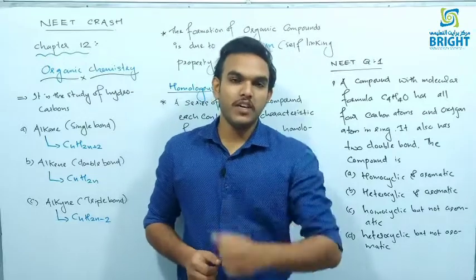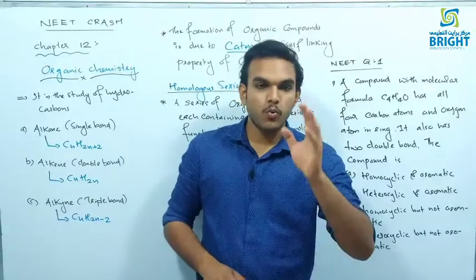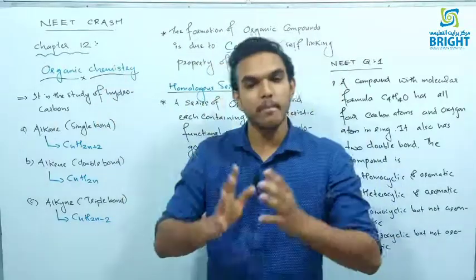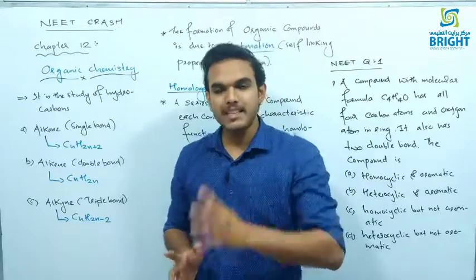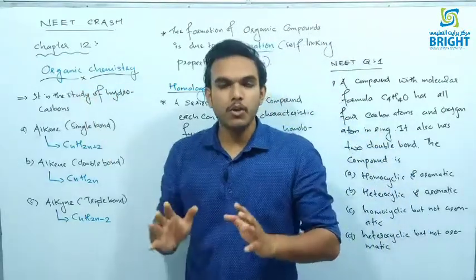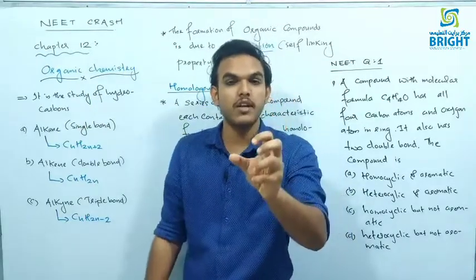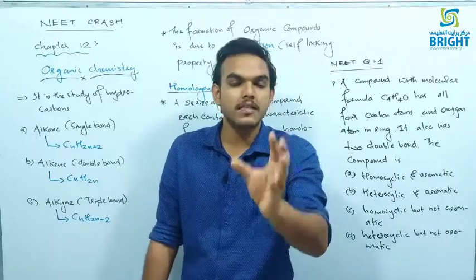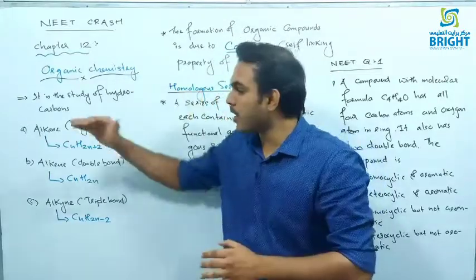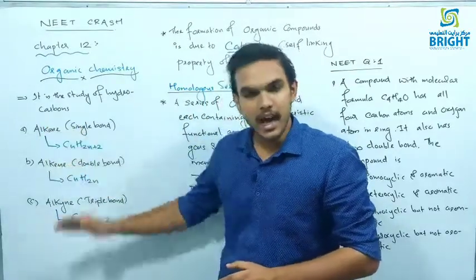Students, so today we are going to start our chapter towards organic chemistry of the first year. We are dealing with the first chapter of organic chemistry, that is Organic Chemistry: Some Basic Principles. We already know organic chemistry is a branch of chemistry which deals with the study of hydrocarbons, that is carbon and hydrogen. The organic compounds or the hydrocarbons are basically classified into three: alkane, alkene, alkyne.